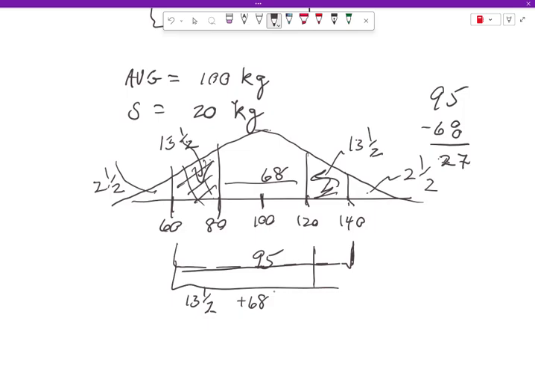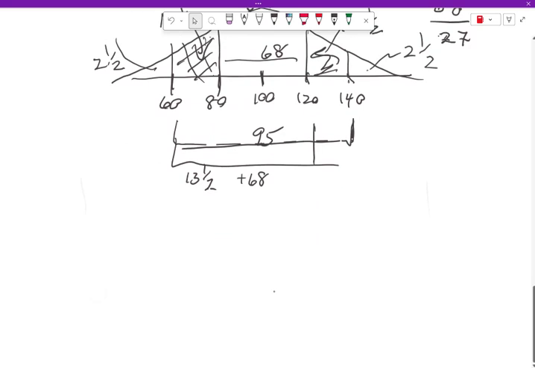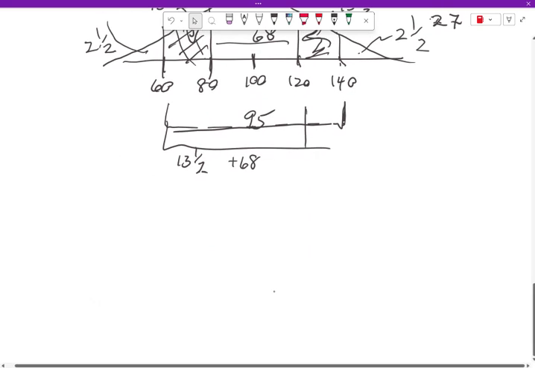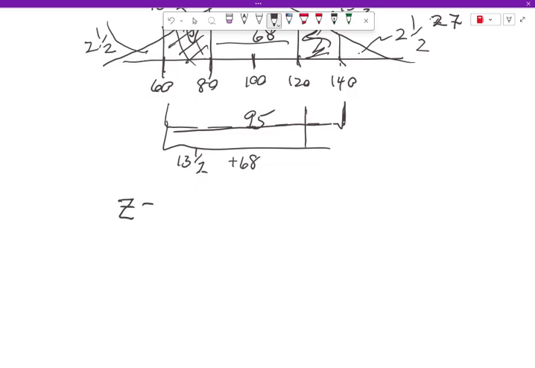You remember the z-score. Everything in statistics is measured in standard deviations. So that 60 is 2 standard deviations below the average. 80 is 1 standard deviation below. The z-score is how many standard deviations. X minus the average divided by the standard deviation.